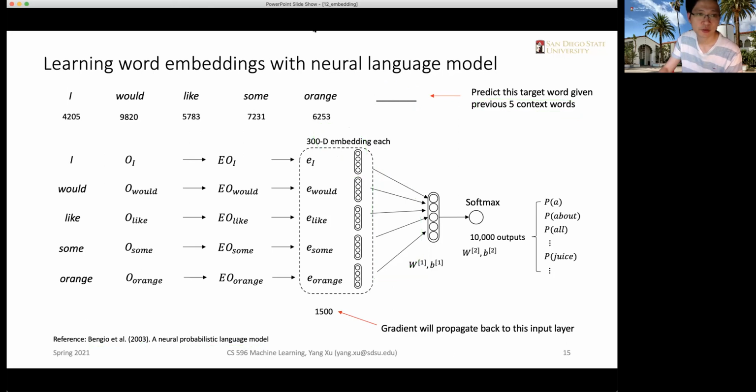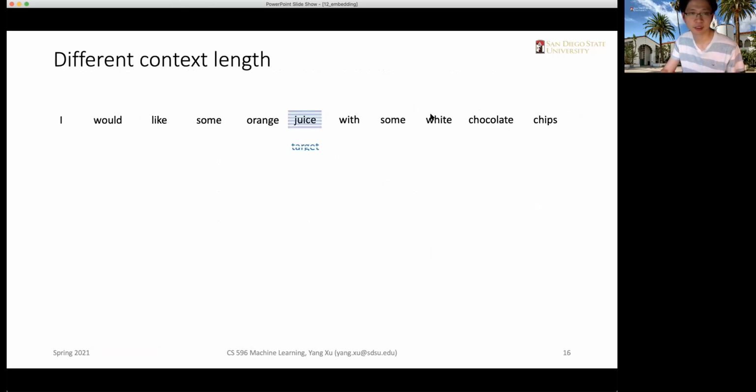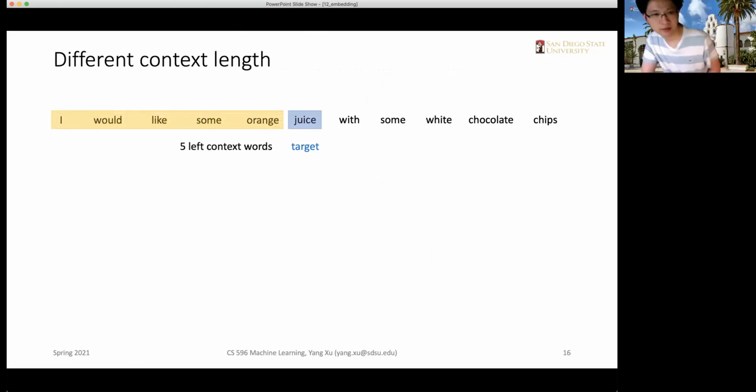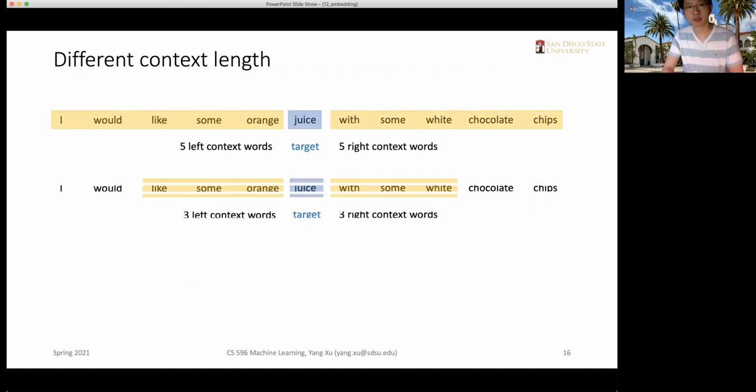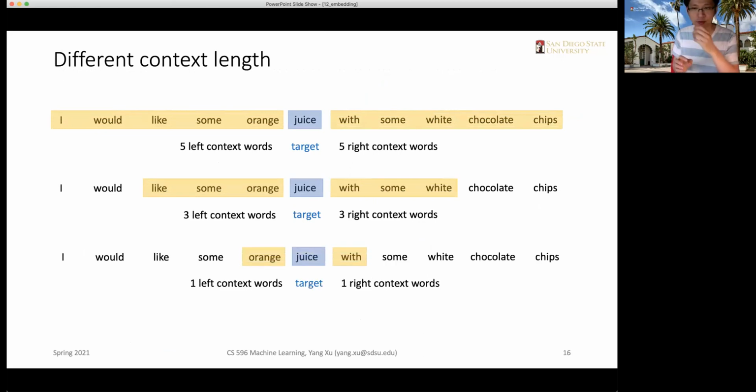And people have tried to improve the task by, for example, using different context lengths, right? You can use 5 left context words, or 5 right context words, or only 3 on the left, or only 3 on the right, and in a combination, 1 to the left and 1 to the right. These different context lengths have been experimented with, and we will see that this comparison is meaningful, because eventually we will find that sometimes using one word to predict the target word is just enough, as long as we have gone through the data a sufficient number of times.